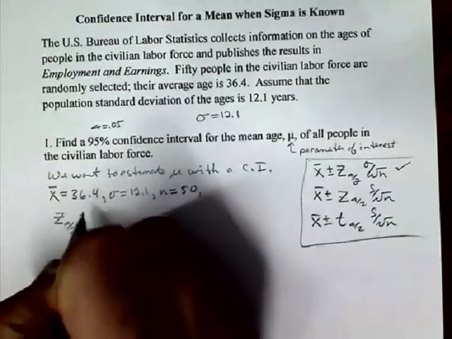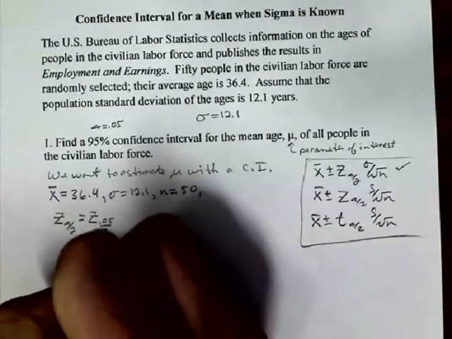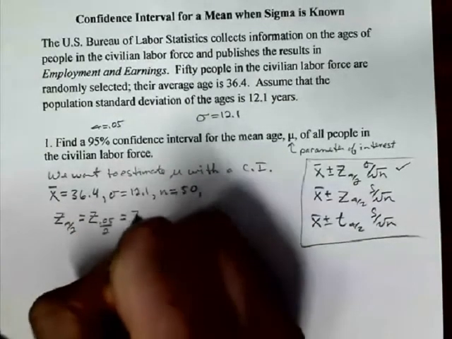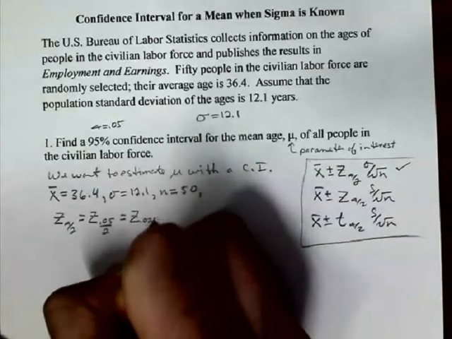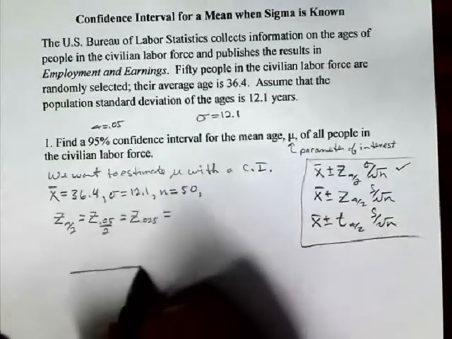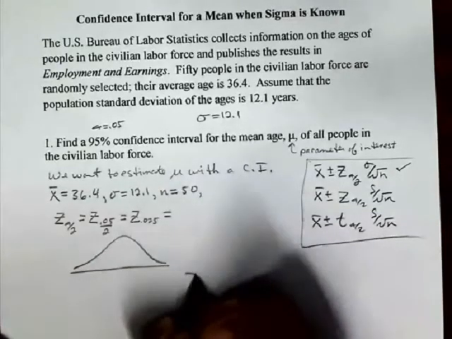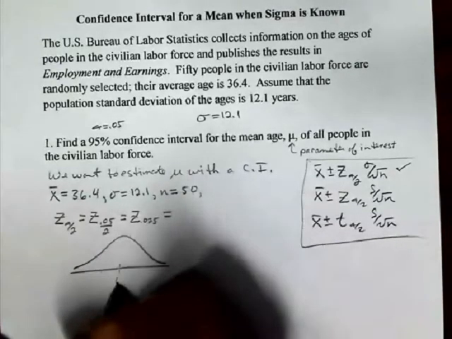Back to z sub alpha over 2. So I'm looking at z sub 0.05 divided by 2. That's z sub 0.025. So what is that? Well, I'm going to draw a picture here. This is just a percentile on the standard normal distribution.